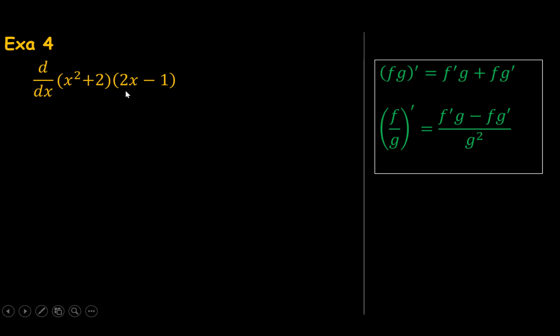So here is one example. Obviously the first one is f, and then this is our g. So the rule says f prime times g. F prime in this case is just equal to 2x plus 0, so it's just 2x, times g. So this is f prime g. Then plus f(x), which is right here, times g prime. G prime becomes 2 because 2x gives you 2 and then minus 1 gives you 0.